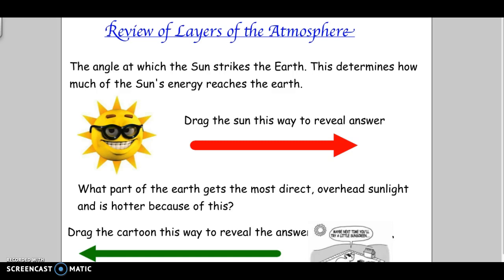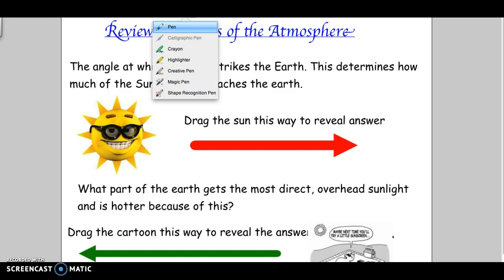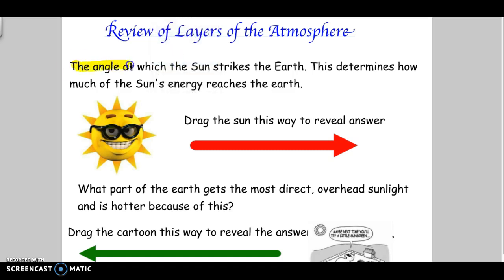However, what we really have not talked about is this. What do we call the angle at which the sun strikes the earth, which determines how much of the sun's energy reaches the earth? Does anyone know that? Not altitude. It's a very different term.